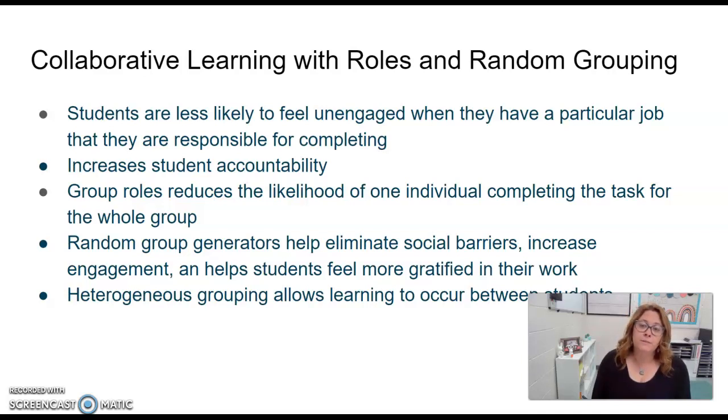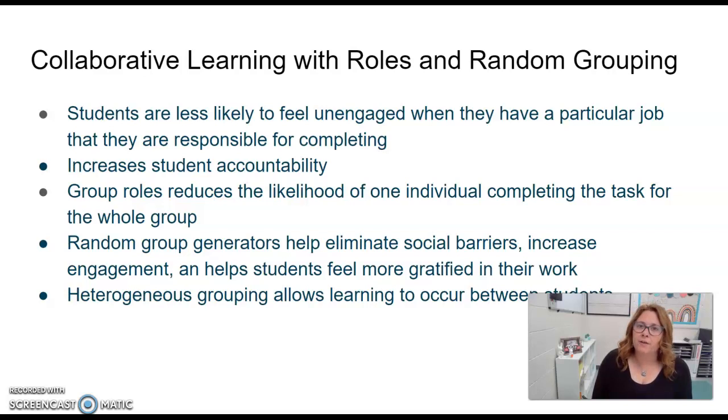When we use a random generator, students aren't tied to anything except for that day. So they may have a group of students they have to work with, but it's going to change again tomorrow, which is very motivating for them. So they don't feel stuck in a group, especially if something about that group doesn't work.